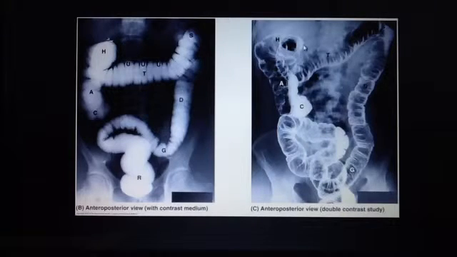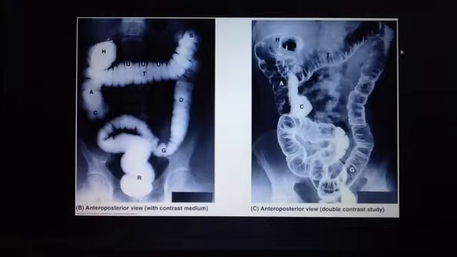Next, let's think about the transverse section. It extends from the hepatic flexure on the right to the splenic flexure on the left, and it is the largest and most mobile section of the colon, and it is attached to the posterior abdominal wall by its mesentery, the transverse mesocolon.